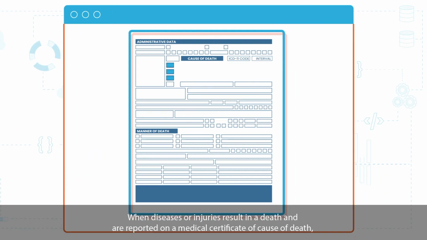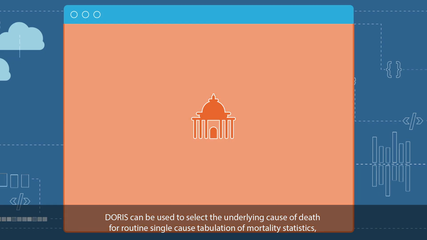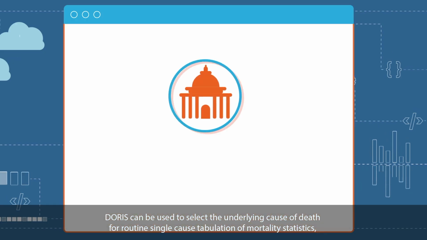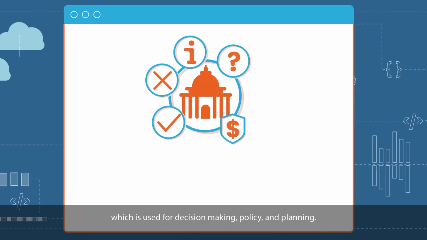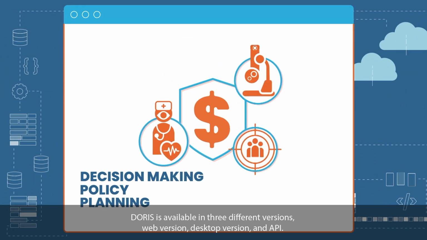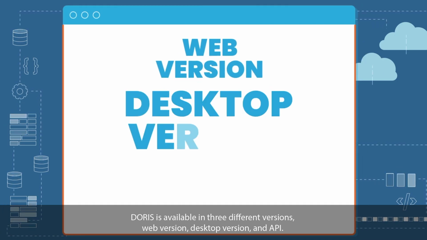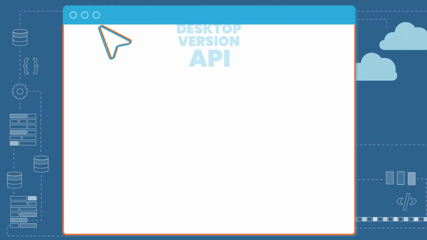When diseases or injuries result in a death and are reported on a medical certificate of cause of death, DORIS can be used to select the underlying cause of death for routine single-cause tabulation of mortality statistics, which is used for decision-making, policy, and planning. DORIS is available in 3 different versions: web version, desktop version, and API.